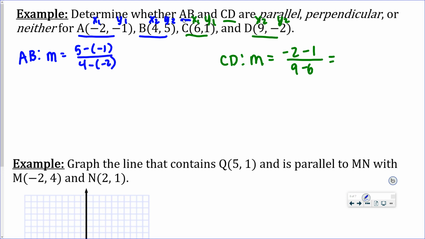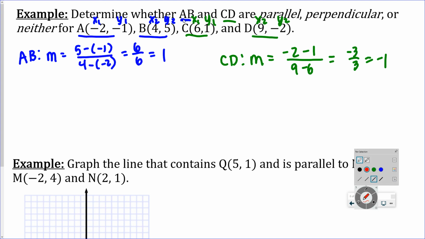All right. For line AB, I got 6 over 6, which reduces to 1. You can write it as 1 over 1 if you want. Here I got negative 3 over 3, which reduces to negative 1. All right. Are these the same slopes? No, so they're not parallel. Are they opposites? Are they reciprocals? Yes. Meaning they are perpendicular.